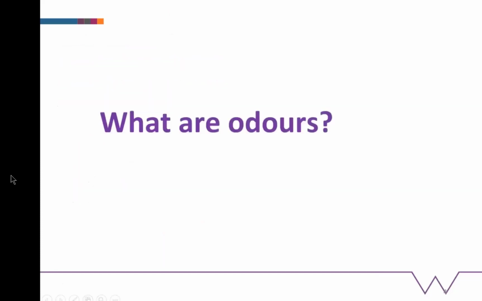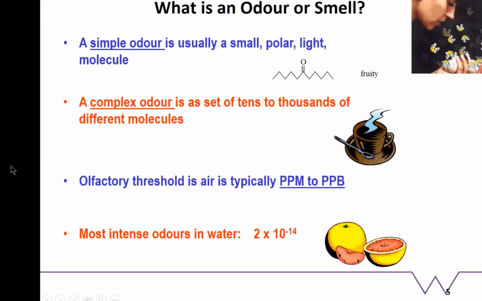So first of all, what are odors? Well, an odor or a smell is a molecule that you can smell, and it's usually a small polar light molecule. It has to be light, of course, because otherwise it wouldn't be airborne. So they have quite low molecular weights so that they can get into the air, into our noses, and be smelt. Typically they're polar, but they can also be non-polar as well. A polar just means it's got like an OH group on the end of it. It's got polarizability within it. And this particular molecule here is a carbon and an oxygen. It has a fruity smell, a very simple molecule.